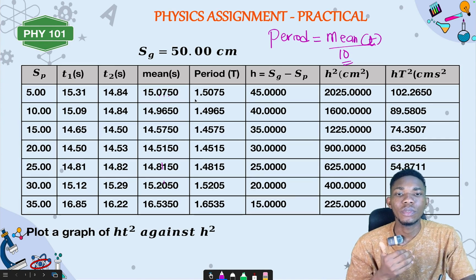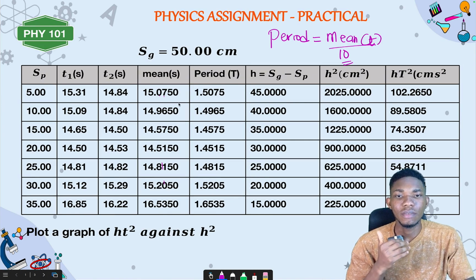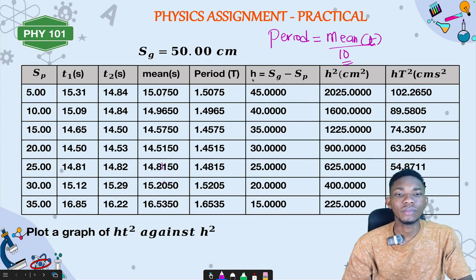For each of them, you have 1.5075, 1.4965 for this one. All I did was to divide each of these by what? By 10. All right? And that was what I did all through to get this period here. Divide everything you have here by 10. Is that understood? Then the next thing is H.